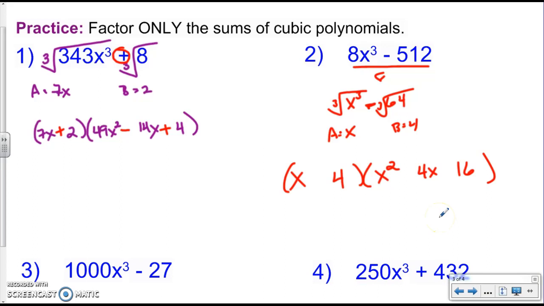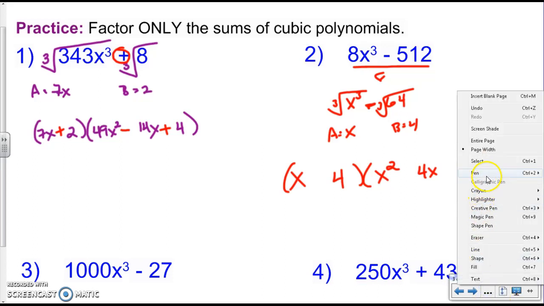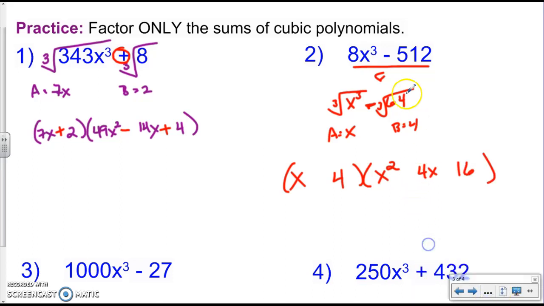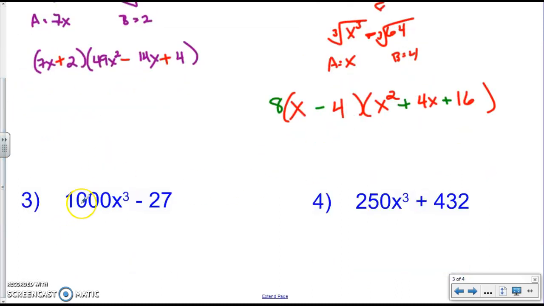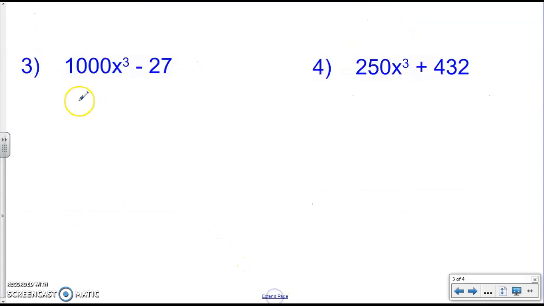Then I just need to decide what sign I'm going to use. So if you look, the original problem has a minus there. So when we do same, opposite, always positive, we're going to keep the same sign, change it, and then the last one is always positive. We just have to put the 8 up front. Okay. Next one, same thing.